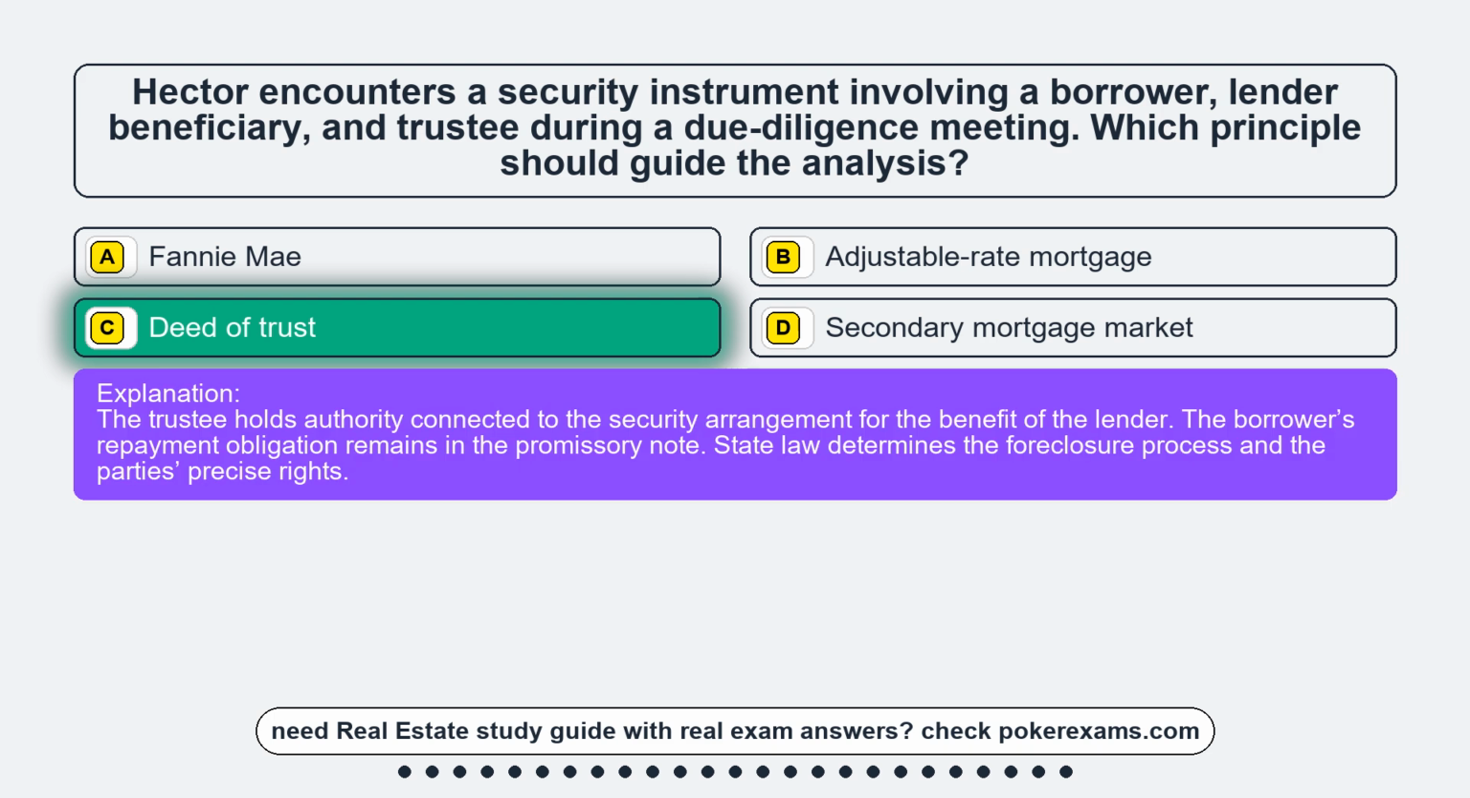The trustee holds authority connected to the security arrangement for the benefit of the lender. The borrower's repayment obligation remains in the promissory note. State law determines the foreclosure process and the parties' precise rights.